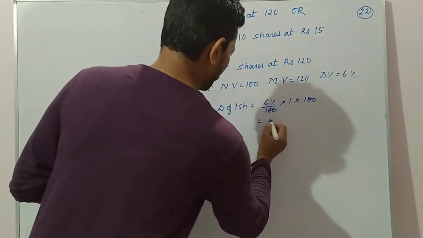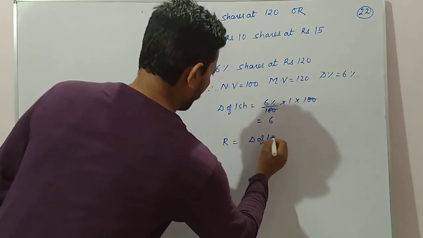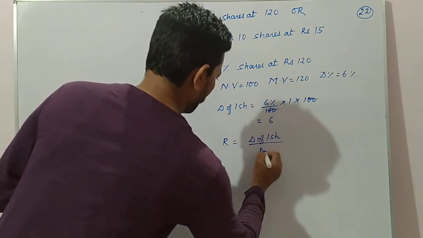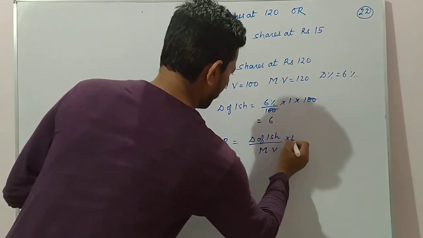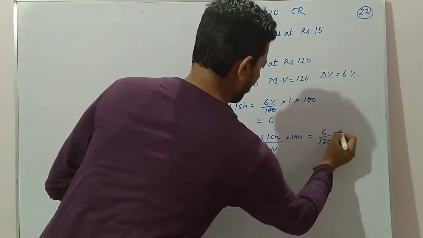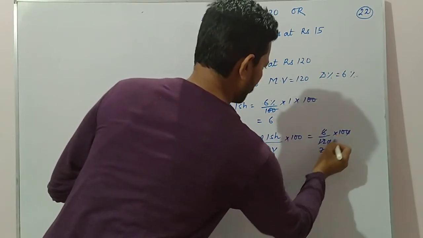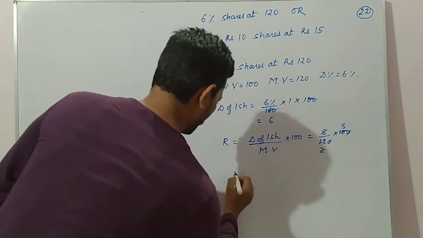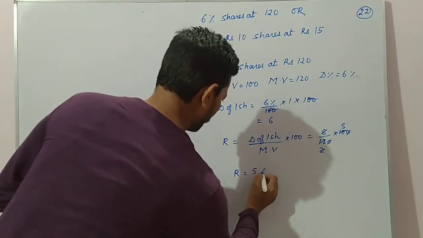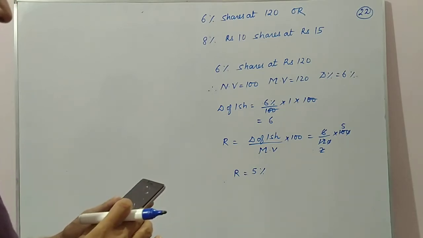You are getting 6. So rate of interest, that is dividend of 1 share by market value into 100, or 6 by 120 market value into 100. This will cancel out. 6 twos are 12, so 5. So rate of interest, that is 5% here. That is profit percent or whatever rate of interest is there.